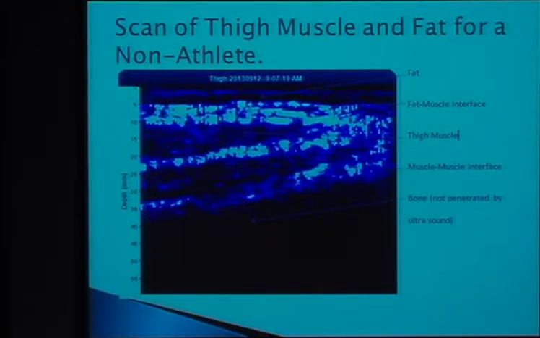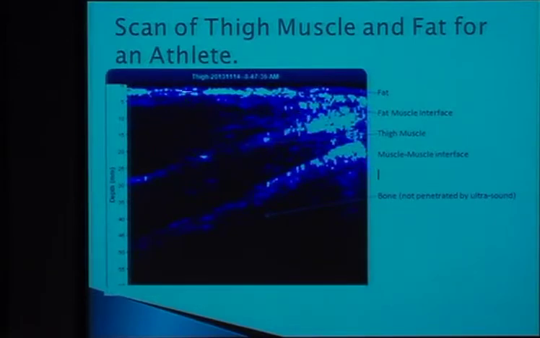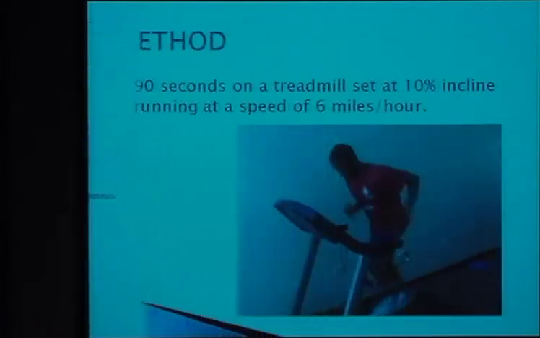And in comparison with an athlete, now this is very interesting. You'll see muscle size approximately 45 millimeters, and the fat layer here is very, very small. You'd have to look really close to see it. Now, we did this assessment, and we also allowed them to run on the treadmill, set at 10% incline, running at a speed of 6 miles per hour for 90 seconds. And this was done for each athlete and each control to ensure that we had an appropriate environment to make comparisons.